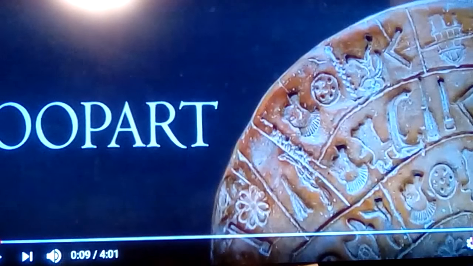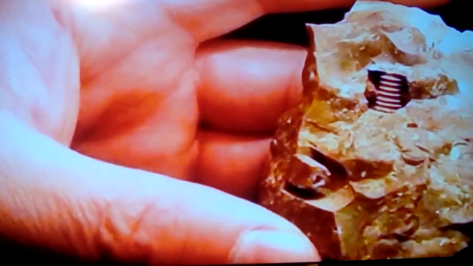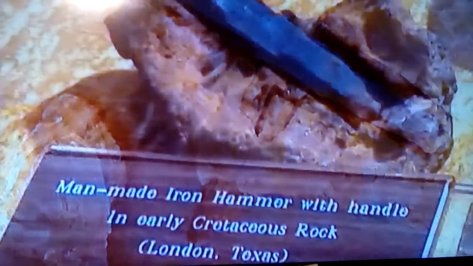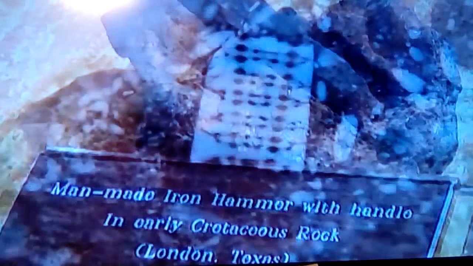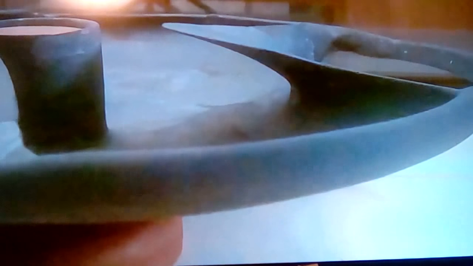So weird things come out of this, but I just want to show you this other Oopart, because there's a lot of them around the world where you find things like screws stuck in stone, and the famous London hammer here in Texas, where it's vitrified into a stone itself, a man-made hammer stuck in Cretaceous rock. Even this looks like a computer chip type thing that's been stuck into a rock, and the schist bowl, which if you look isn't quite even, but they give you a bunch of strange ideas on what this thing could be.